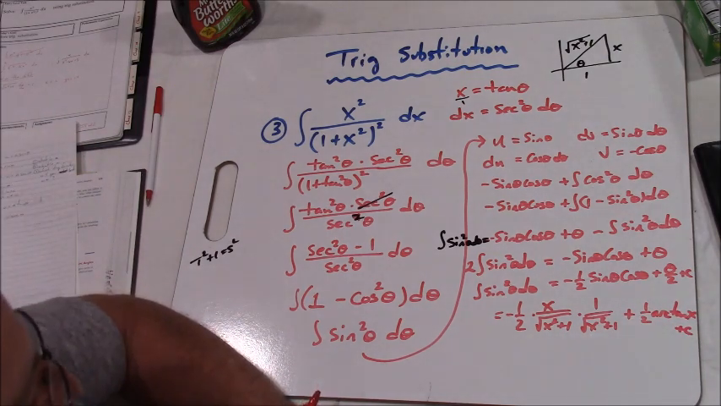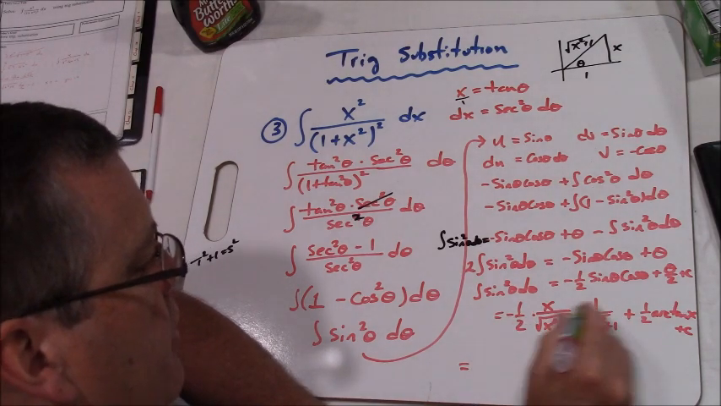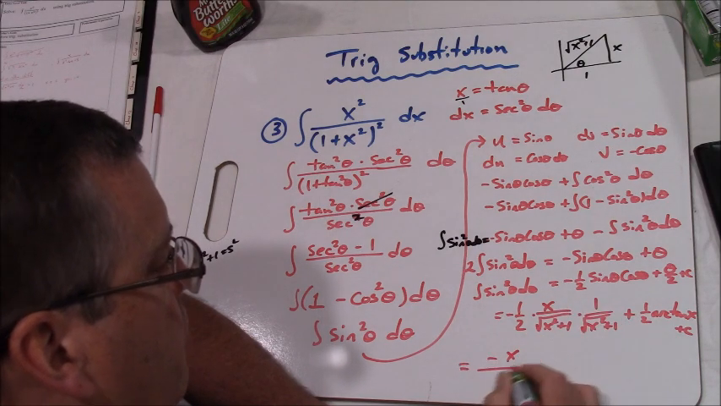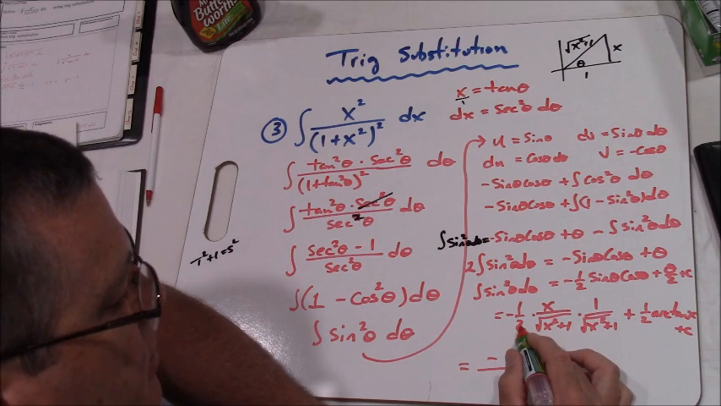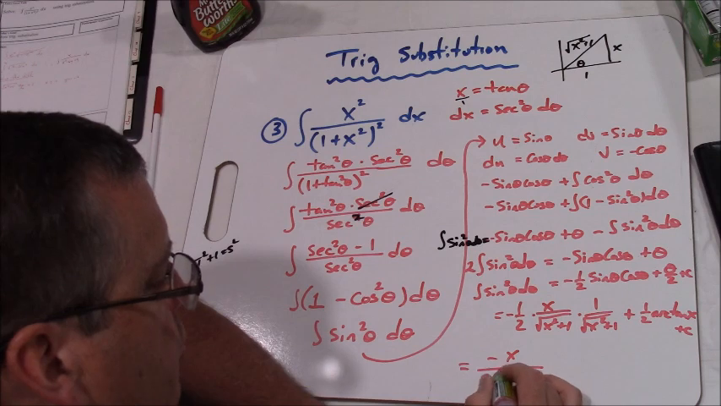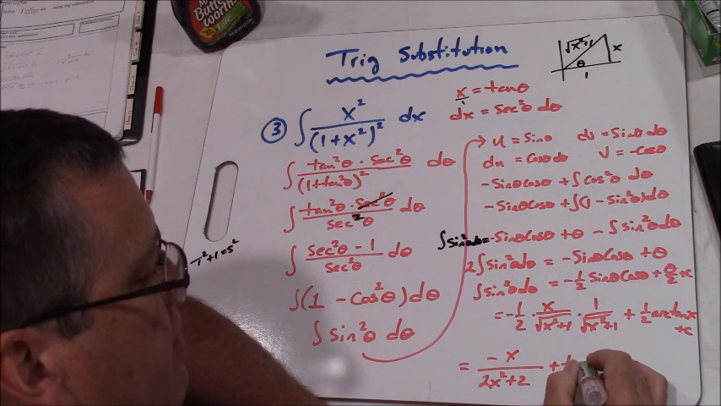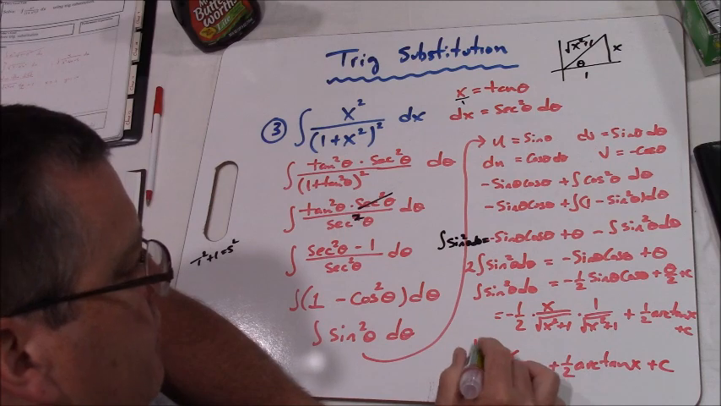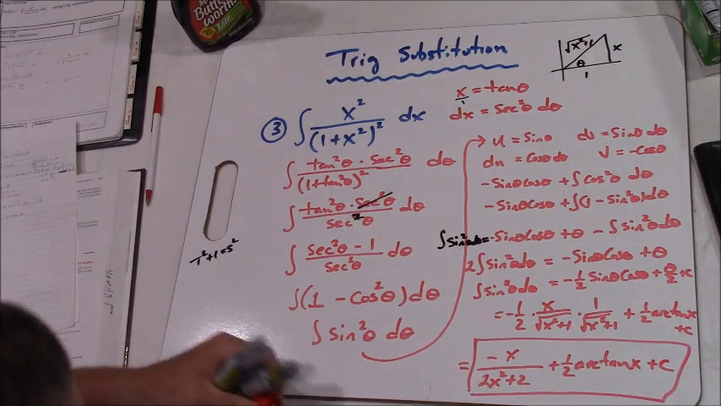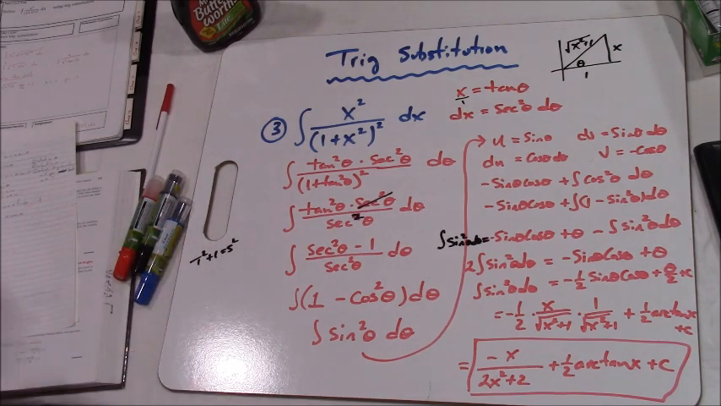Plus c. So just to clean this up here at the end, I've got a negative x over square root times itself just equals what's inside, x squared plus 1, times 2. So I'm going to call that 2x squared plus 2, plus 1/2 arctangent of x plus c. And I'm really curious to see what the calculator gets for this one. Let's go ahead and punch that in and see what happens.